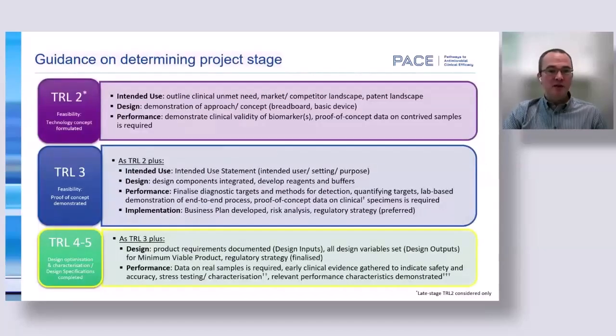So this slide provides further guidance on what we mean by the different TRL levels to help determine your entry project stage, as well as provide guidance on what activities we'd expect to see in the project plan. So for early stages, we expect an outline of the intended use, including an understanding of the competitor market, as well as demonstration of the concept on contrived samples. At TRL3, we're additionally expecting a clear statement of intended use and design inputs defined, as well as lab-based demonstration of the end-to-end process and proof of concept on clinical specimens.